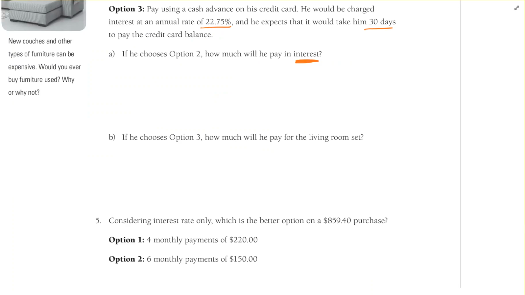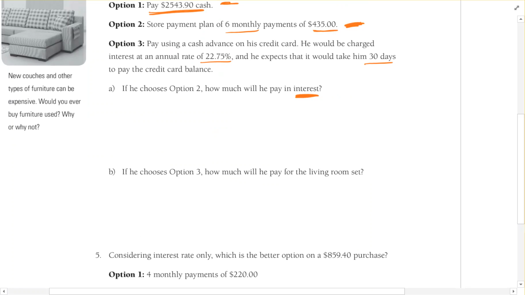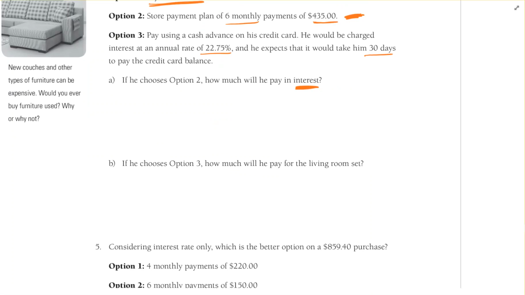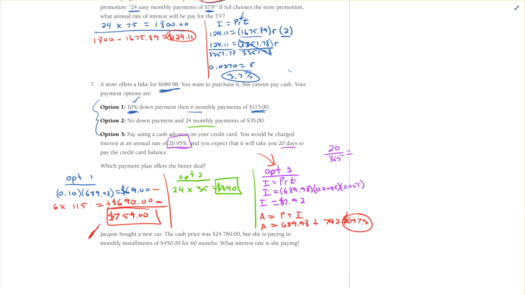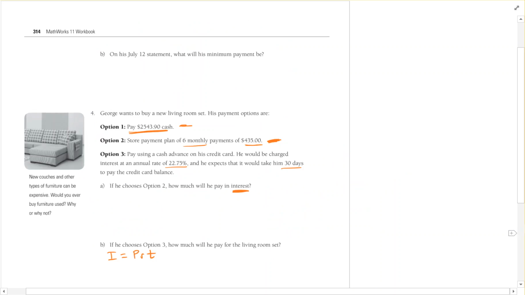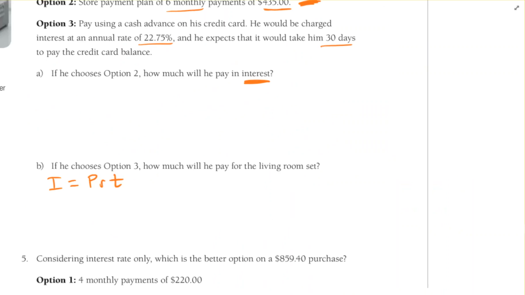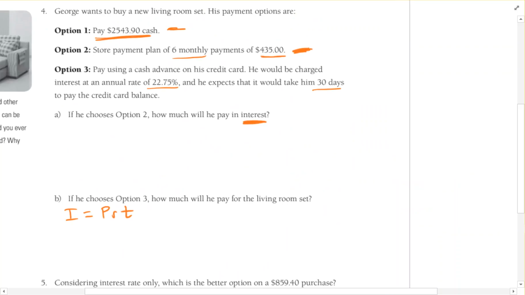If he chooses option 3, how much will he pay for the living room set? So remember, option 3 is just dealing with this one. I is equal to PRT. So we've done one like this. On page 312, number 7 was very much like this one, right? And option 3 was the one we were looking at. So if you need a hand, go back to number 7. But other than that, I'll let you do 4B on your own. So go ahead and answer 4B now.